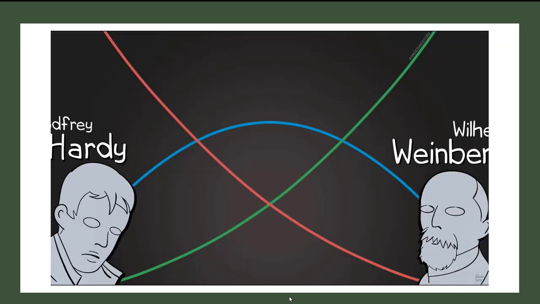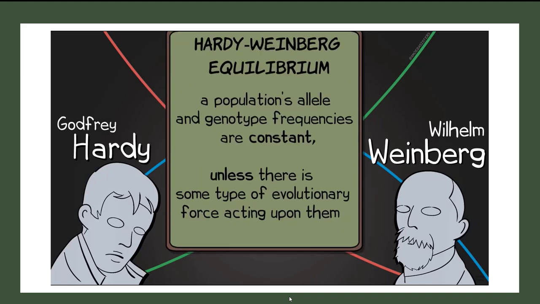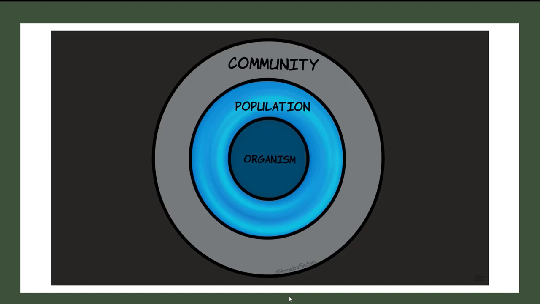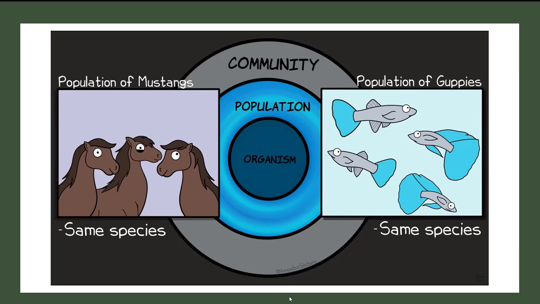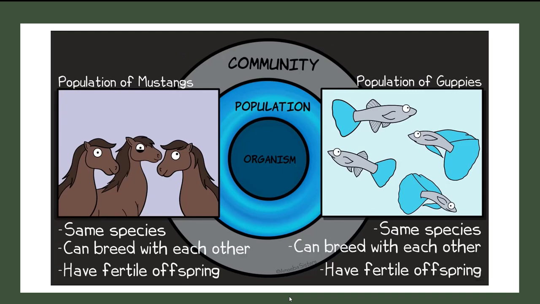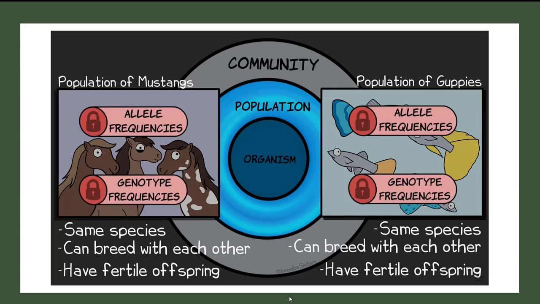It got its name from a mathematician and a physician, and it states that a population's allele and genotype frequencies are constant, unless there's some type of evolutionary force acting upon them. A reminder from our ecology videos, a population in this case is a group of organisms that are all the same species and can breed with each other, and have fertile offspring. However, there can be variety among the population as they're not clones of each other, but based on Hardy-Weinberg equilibrium, the population's allele and genotype frequencies would remain constant if no evolutionary force acts upon them.